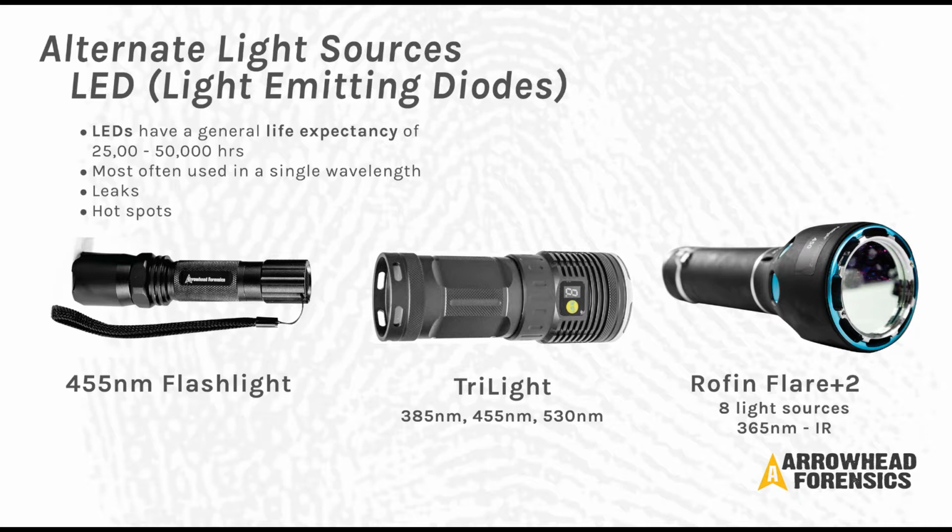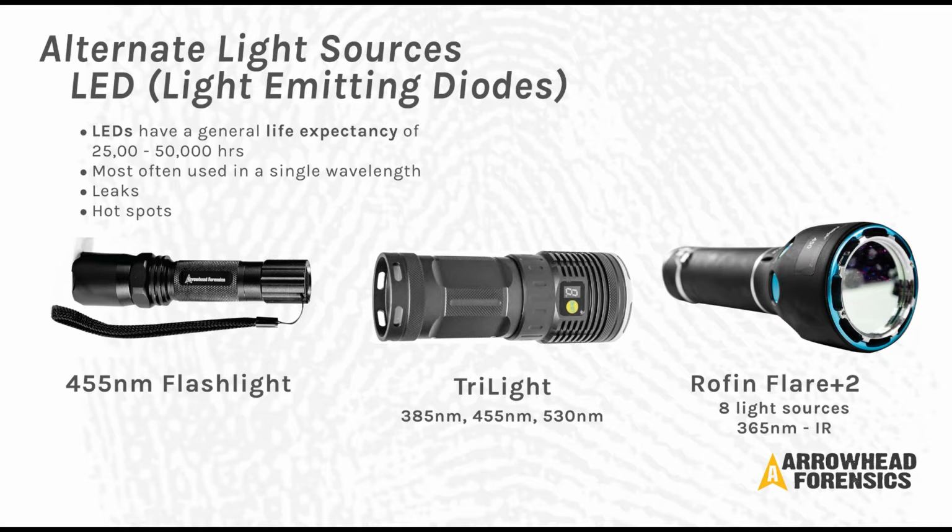We've got a 455, which is just a standard crime scene light a lot of folks carry. We've got a tri-light in the back that's got 3 wavelengths in it. It's got a 385, a 455, and a 530. So a UV, a 455 blue, and a green 530.